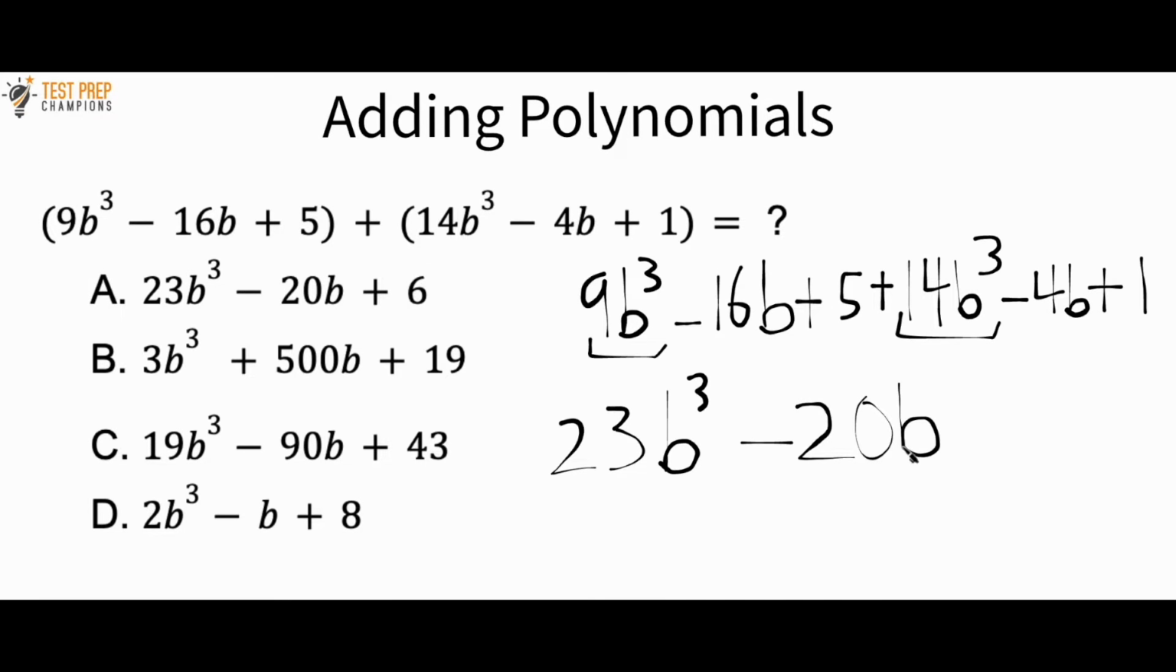Lastly, I want to look at my two numbers here, and these numbers don't have any letters with them. I've got 5 and 1, so I'm going to do 5 plus 1, and that is 6. So the correct answer here is A, 23b raised to the power of 3 minus 20b plus 6.